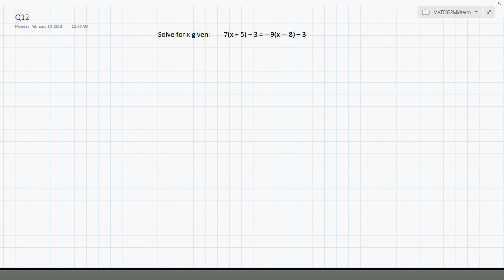Solve for X. Okay, so in this scenario, we're going to get all the X's on one side of the equation, and we're going to get everything else on the other side of the equation, all right? We've got X's on both sides. So first of all, we're going to have to distribute.